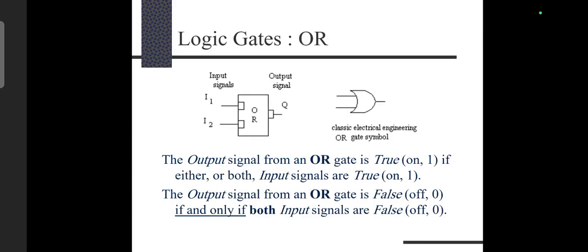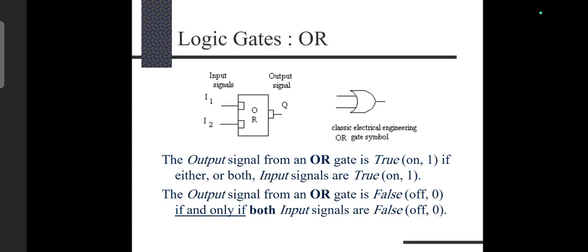Next we will discuss the OR gate. Similar to the AND gate, here we can see a block level rectangular representation of an OR gate and, on the right hand side, the classic electrical engineering OR gate symbol. As with the AND gate, it accepts a minimum of 2 input signals, and the inputs can be extended up to a maximum of n. The input signals are represented as capital I1, capital I2, and the output signal is capital Q.